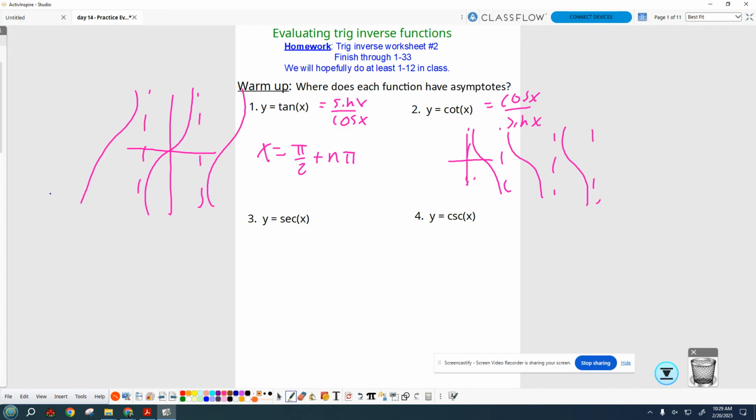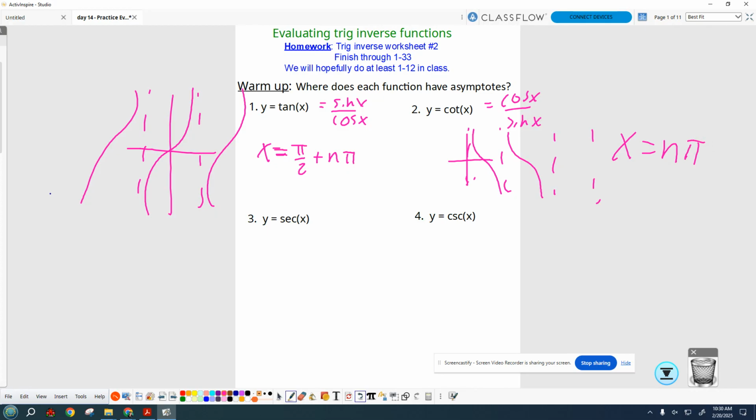Tangent's forever going up, it's a happy function. Cotangent is always going down, it's a grumpy function. Oh, sorry, I was asking for asymptotes, so I had it right. These asymptotes, all the whole numbers of pi.